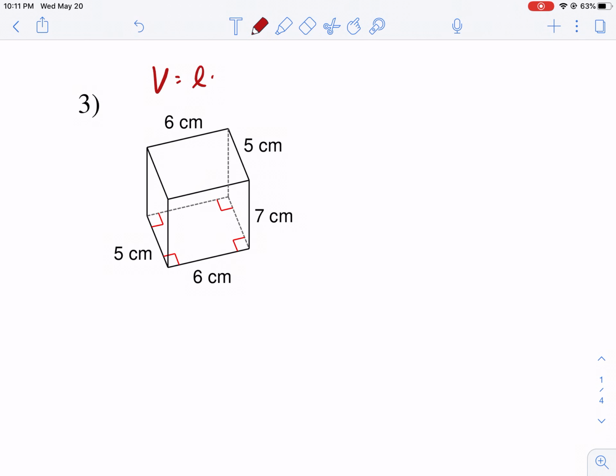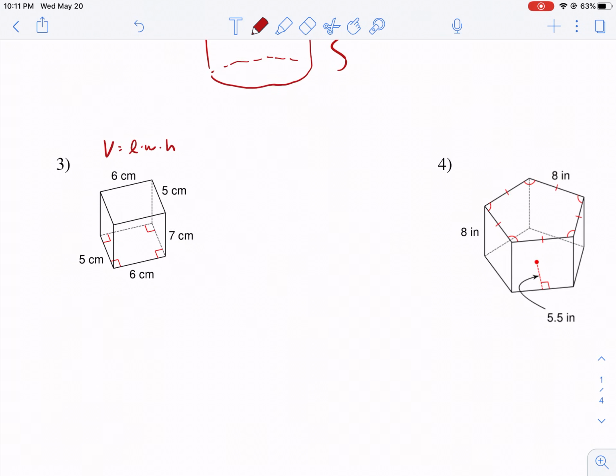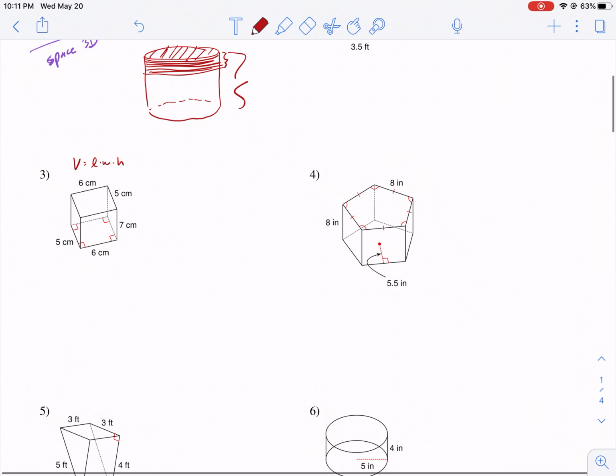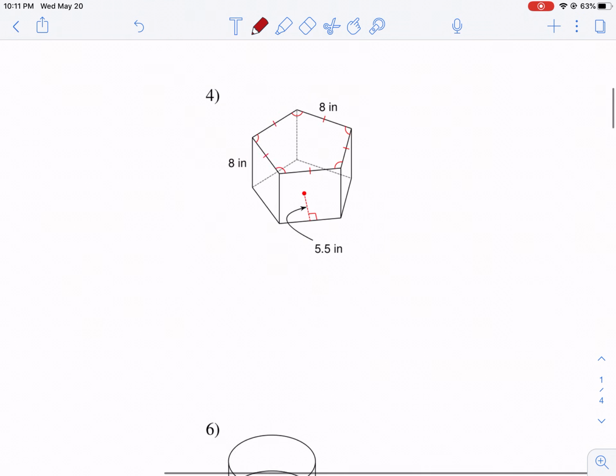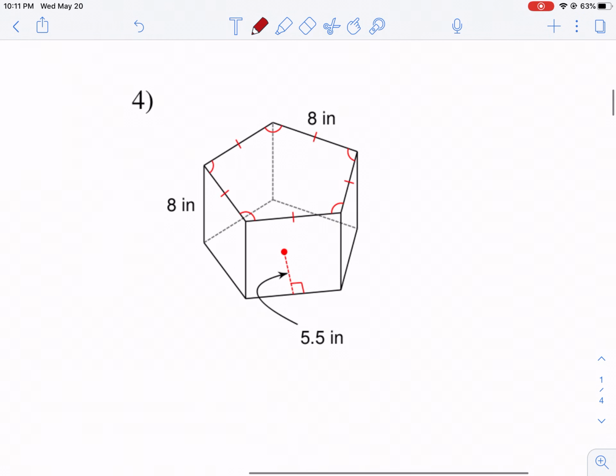So it doesn't really matter for rectangular prisms, and what you're ending up doing is the length times the width times the height. So you just multiply the 3 dimensions for a rectangular prism. So those ones are pretty easy. I don't want to go too much into that one. I just covered cylinders. So let's cover this one.